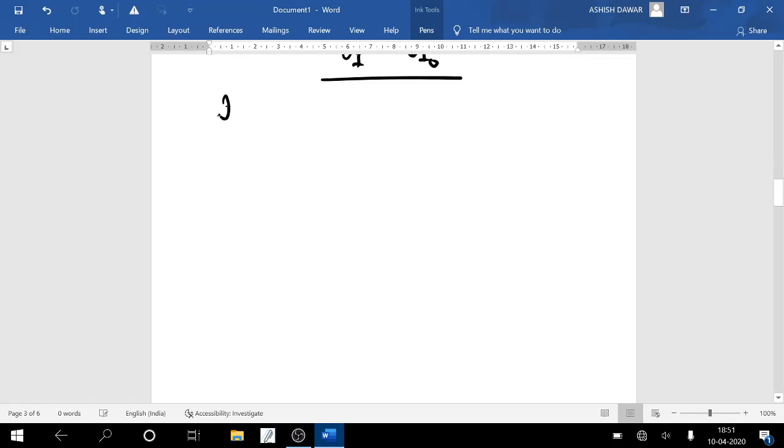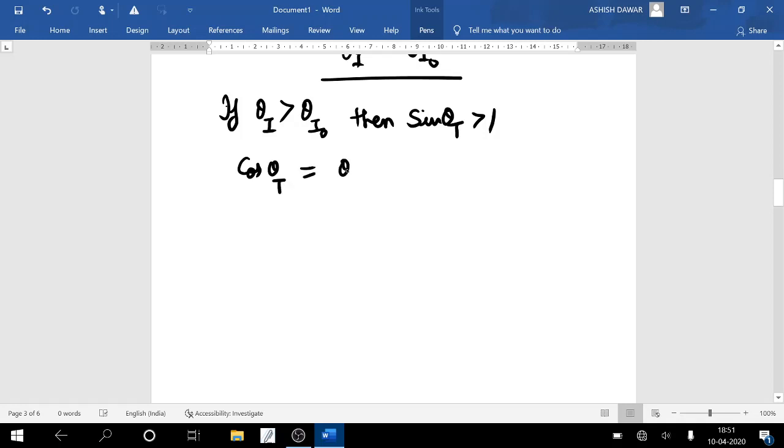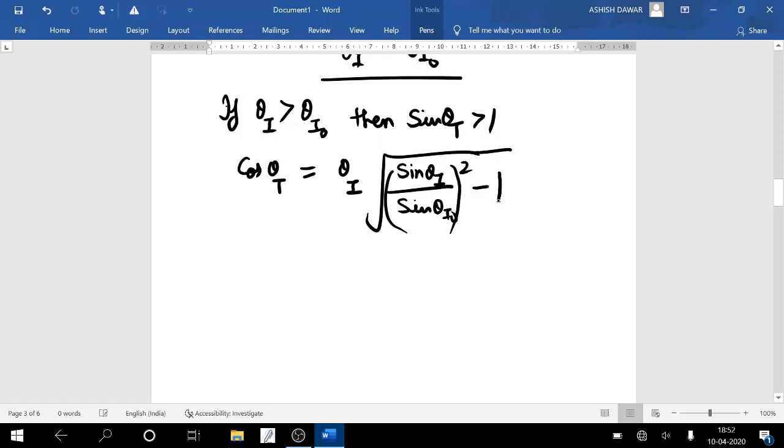So if theta I is greater than theta I naught, then sine theta t is greater than 1. This means that theta t is a complex angle with a purely imaginary cosine. So in that case, cos theta t is equal to i root of sine theta I upon sine theta I naught, squared, minus 1.